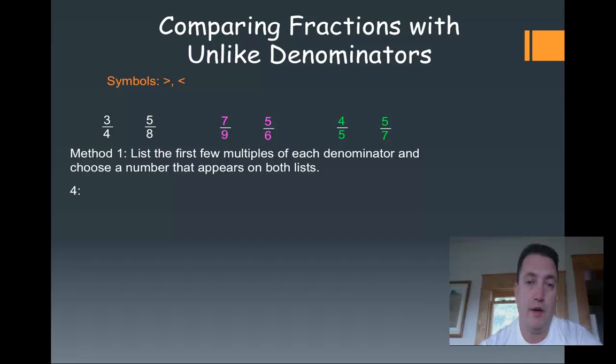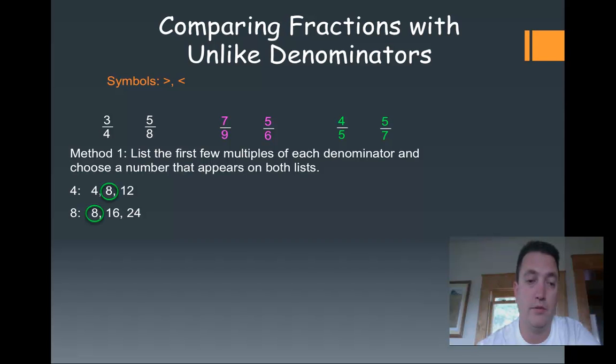So we'll start with the denominator 4. When we talk about multiples, we're talking about 4 times 1, 4 times 2, 4 times 3, and so on. So I'll list out the first 4 multiples of 4: 4, 8, and 12. For 8, I meant 3 multiples. The first 3 multiples of 8 are 8, 16, and 24. Now compare those two lists. What number appears on both?